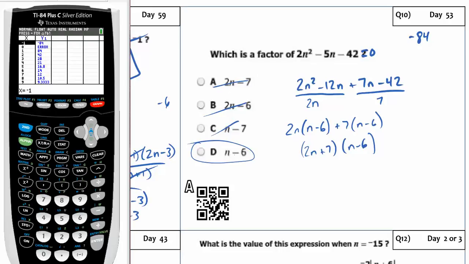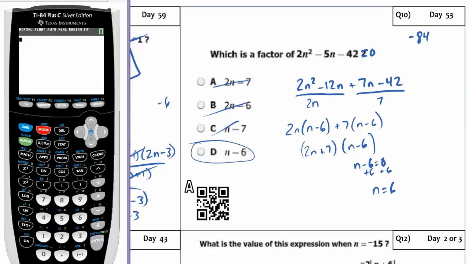So here's what I'm going to do. I'm going to do n minus 6 equals 0. I'm going to solve, add 6 to both sides, and I get n equals 6. If I go to my home screen, I'm going to store 6 for n, so 6, store, n, alpha, where are we at? The log button there. 6 store n, or x, you could do x, and type in the original, I should get 0.